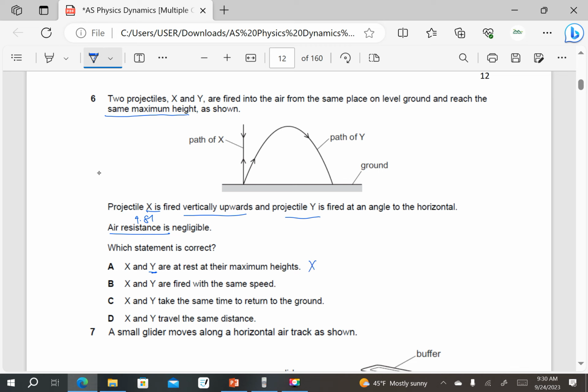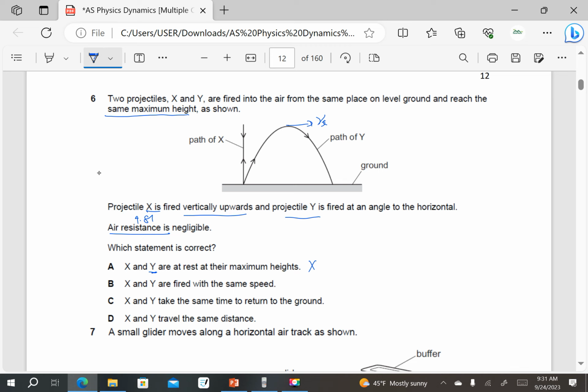Because Y is projected at an angle to the horizontal, it is not at rest. There is velocity in the horizontal, and the velocity in the horizontal remains constant. It's only the velocity in the vertical which goes to 0. X at maximum height will momentarily stop because it's only moving in the vertical. X and Y are fired with the same speed.